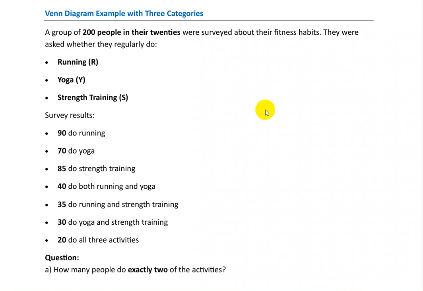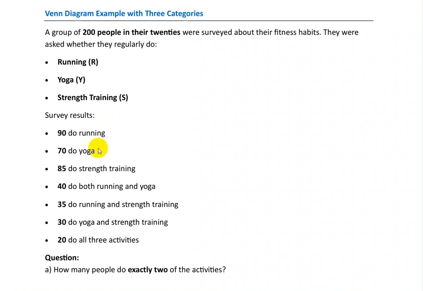So we have 90 that run, 70 that do yoga, 85 that do strength training, 40 do both yoga and running, and 35 run and strength train, and 30 do yoga and strength train, and 20 do all 3 activities. So when I look at 90 run, that does not mean that they only run. That means they could also strength train, they could also do yoga, and that's true of the 70 that do yoga. They could do other things in those other categories.